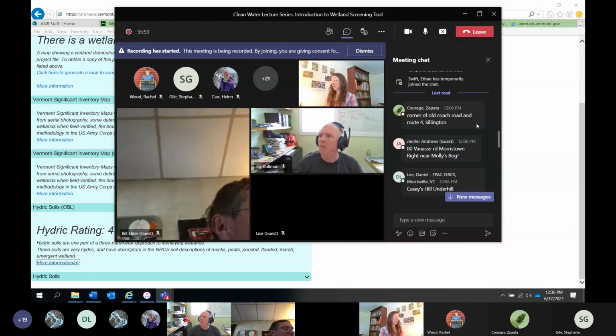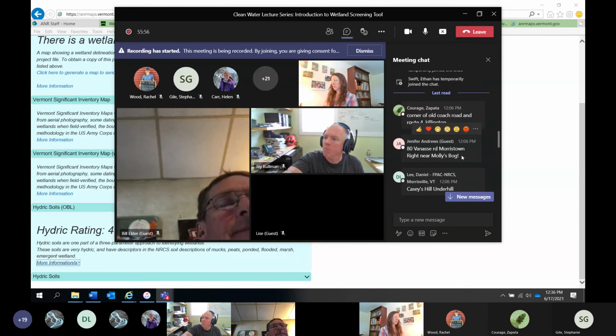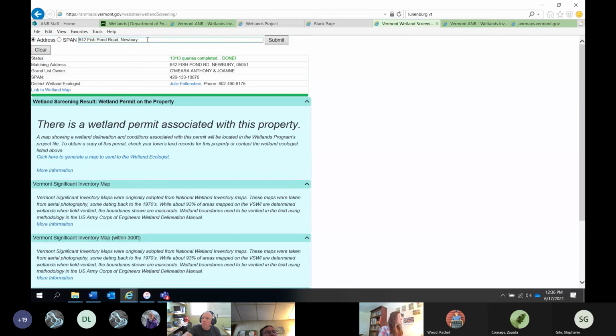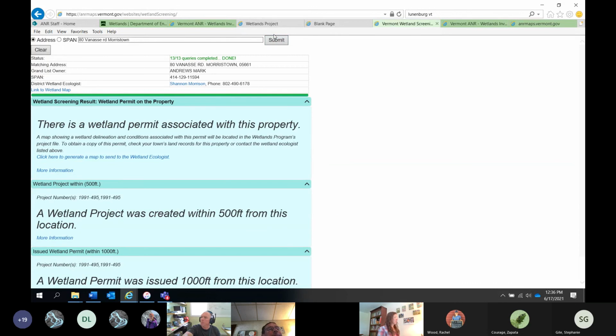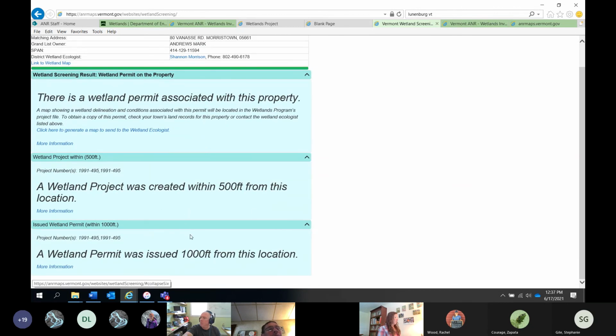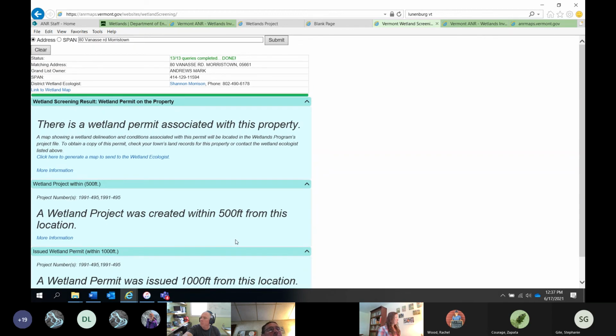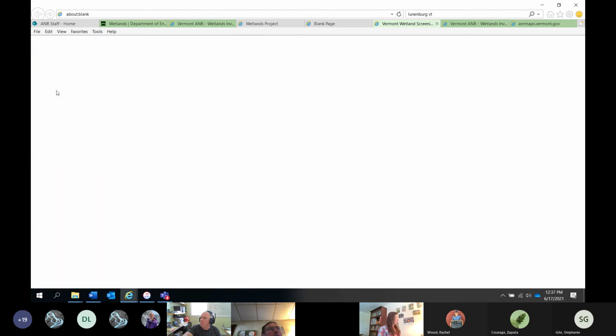See if we can find. Oh, Molly's Bog. Let's do that one. That's my district. I'd rather not do my district because it will probably mean more work for me later on. So let's take a look. And I'll do a span too, just so you guys see what that looks like, but it's basically the same results. So there's a wetland permit associated with this property. There was a wetland project created within 500 feet. And there was another permit. But this is interesting because there's no hydric soil or anything showing up, but let's just take a look.